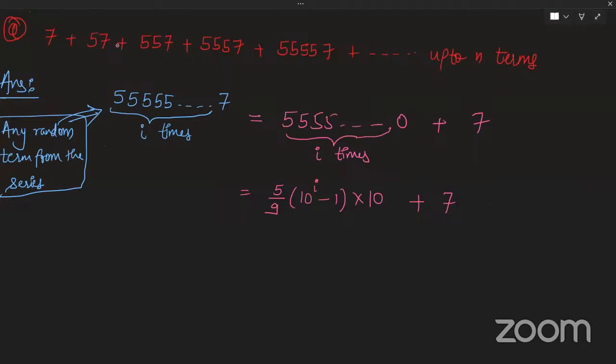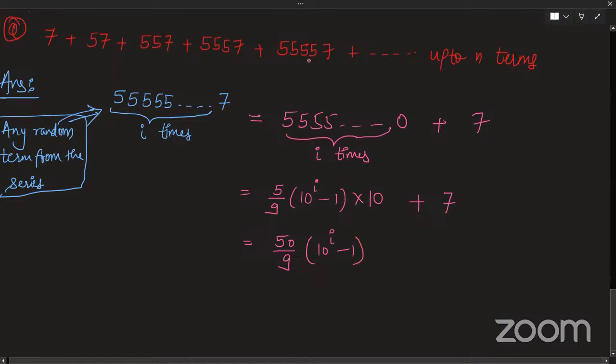Okay, no worries. So you are able to get it now, right? Why it is multiplied by 10. Yes, sir. Okay. So basically, if I pull out any random term from this series, its value is equal to 50 by 9 into 10 raised to i minus 1, plus 7, right? Yes, sir.